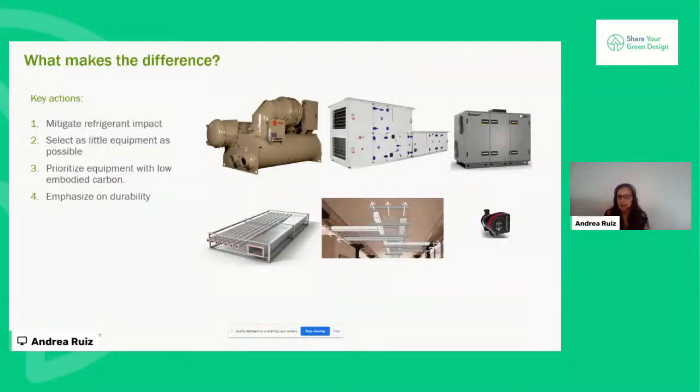So I have summarized this in 4 key actions, and those are listed next. Mitigating the refrigerant impact, then selecting the equipment in quantity as small as possible, prioritizing those materials with low embodied carbon, and emphasizing how durable this will be. So let's describe this a bit more. Over here, I'm giving you an example of some of the services that we could have in a building and how, for each of them, we will have to have that analysis.